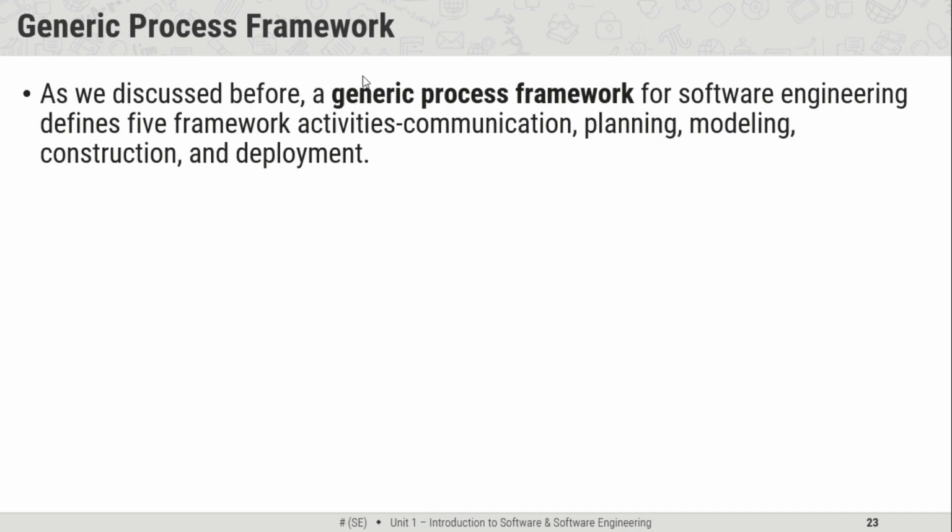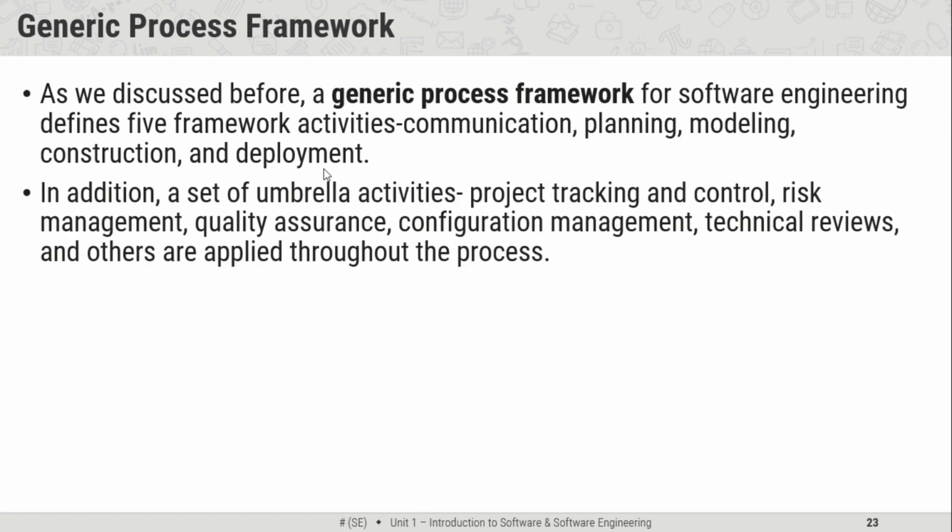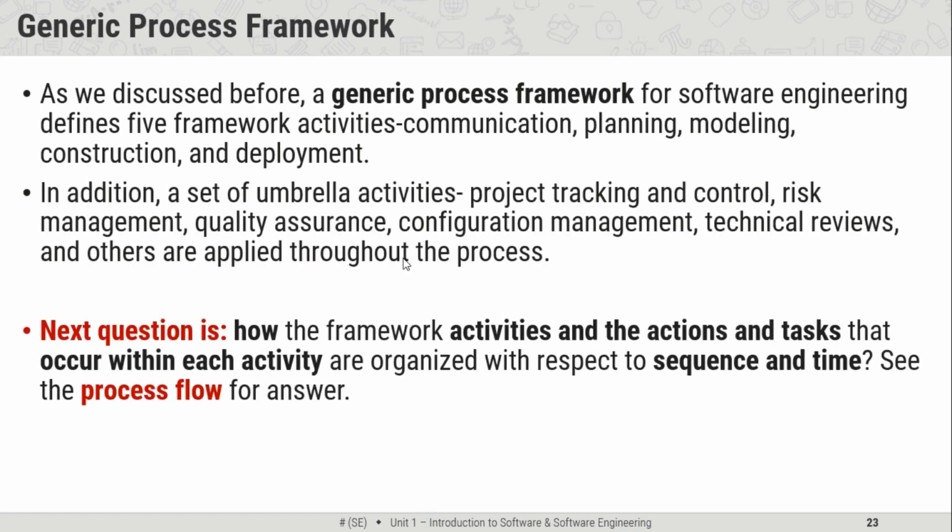So, the generic process framework. As we discussed before, a generic process framework for software engineering defines 5 framework activities. These are communication, planning, modeling, construction, and deployment. In addition, as we already covered, apart from these activities we also have some activities which run in the background of our software. These are the set of umbrella activities: project tracking and control, risk management, quality assurance, configuration management, technical reviews, and others, applied throughout the process.